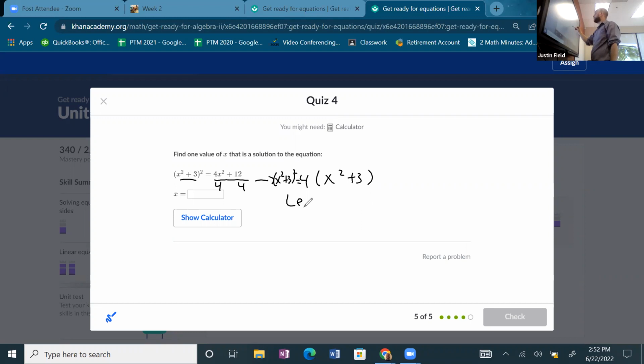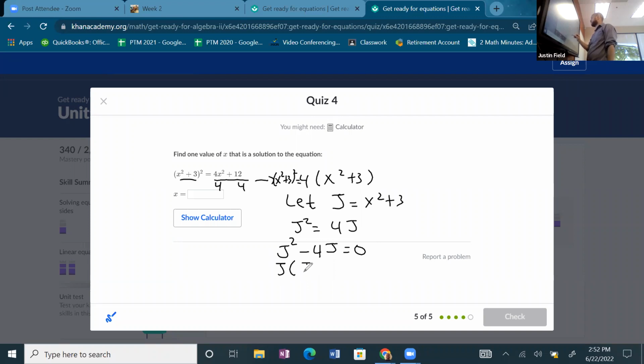Now I'm going to say let j, my first name starts with j, equal x squared plus 3. So then this would just be j squared equals 4j. I can put those on the same side, making that negative 4j, and take out a GCF: j(j - 4) = 0. And then I can solve that. That means j equals 0 and j equals 4. Those are the solutions for j.